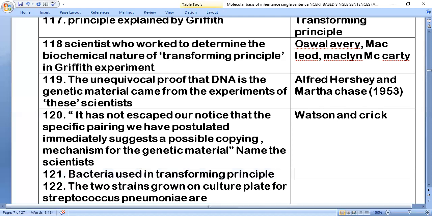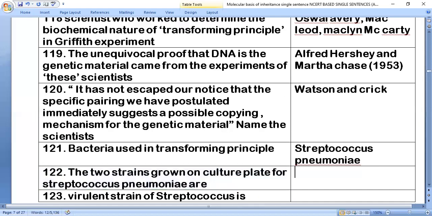Bacteria used in the transforming principle experiment: Streptococcus pneumoniae. The two strains that grow on a culture plate for Streptococcus pneumoniae are the rough strain and the smooth strain.